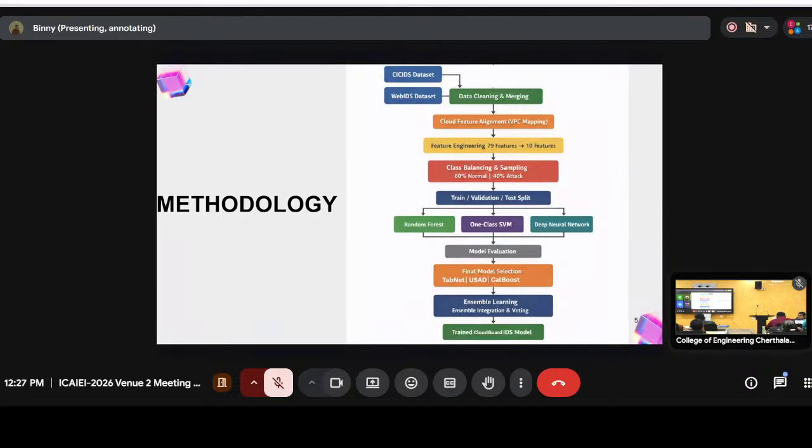Then we checked the distribution of the attack to normal ratio. We observed that the normal data was the majority and the attack data was the minority, like 90% to 10%. So we applied a class balancing technique, that is, by taking the 10% of the attack data and keeping it as 40%, and from the remaining 90% of the normal data, we sampled out 60% of the data, thus maintaining a 60-40 balance ratio. Then we split the data into training, validation, and testing sets.